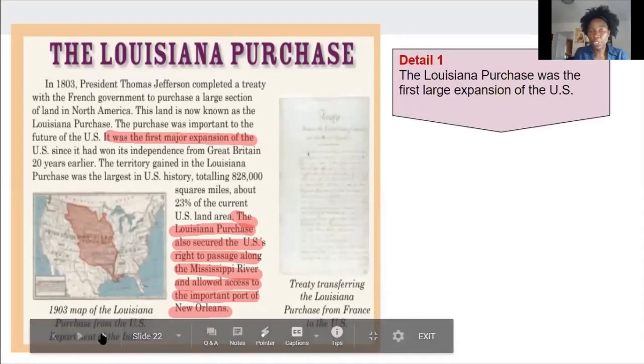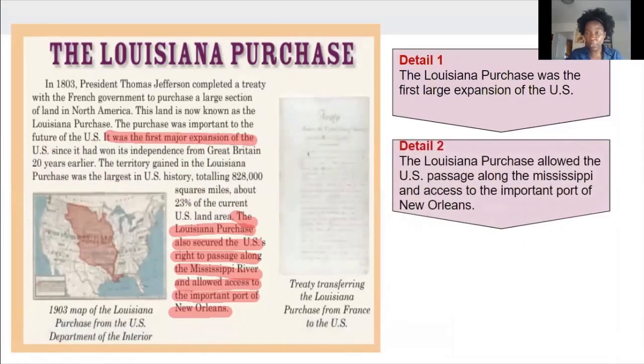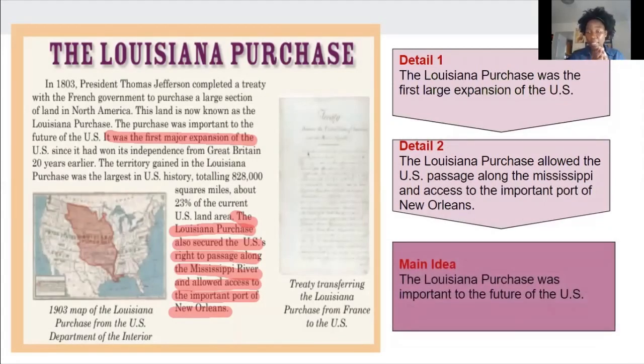The Louisiana Purchase was the first large expansion of the United States. That's the first detail. The second detail, the Louisiana Purchase allowed the United States passage along the Mississippi and access to the important port of New Orleans. When we summarize these details, we can infer that the main idea of this passage, or what the author wants us to know, is that the Louisiana Purchase was important to the future of the United States.